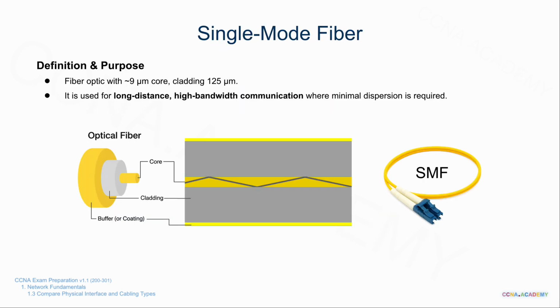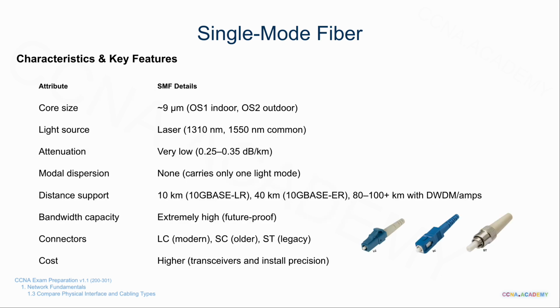Single-mode fiber, or SMF, is an optical fiber with a very narrow core of about 9 microns. Its purpose is to carry light signals across very long distances with minimal loss, making it ideal for wide area and backbone networks. It uses laser light as the transmission source and supports very high bandwidth. Because only one light path travels down the fiber, it avoids modal dispersion, resulting in cleaner signals. Typical wavelengths are 1310 or 1550 nanometers, and distances can extend for tens of kilometers. However, transceivers for SMF are more expensive, and installation requires precision.